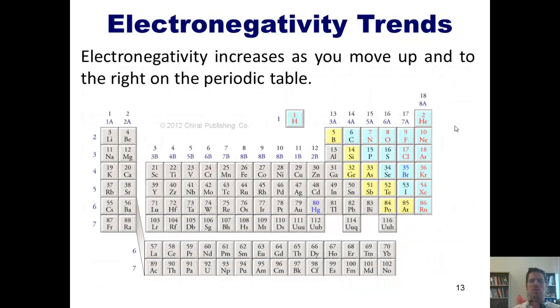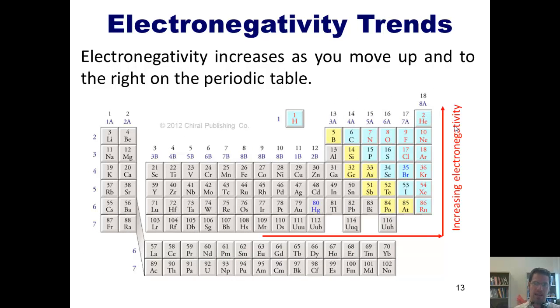Electronegativity increases as you move up and to the right on the periodic table. Noble gases, the elements found in column 8 of the periodic table, are excluded because they have very little thirst for electrons because they already have a full octet. Thus, the most electronegative element on the periodic table is fluorine, and the least electronegative atom is francium.